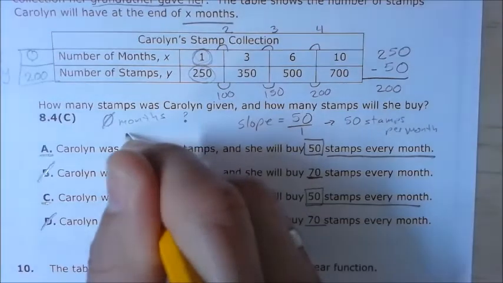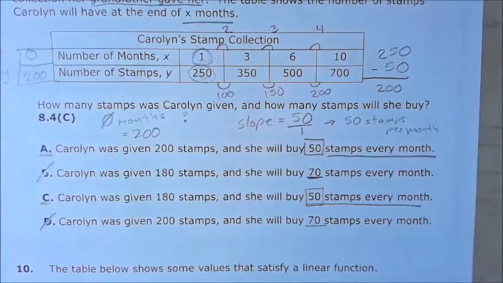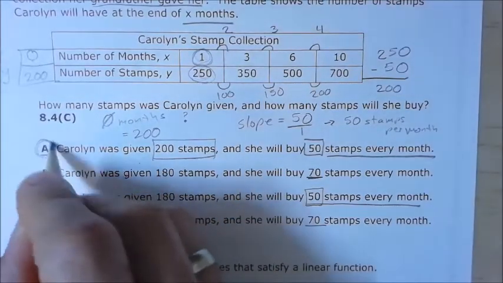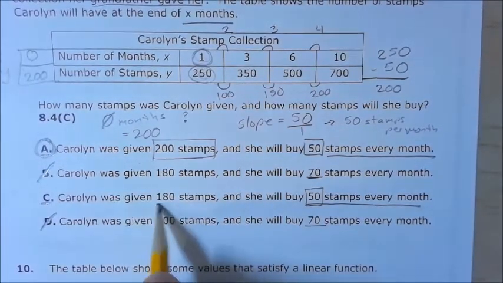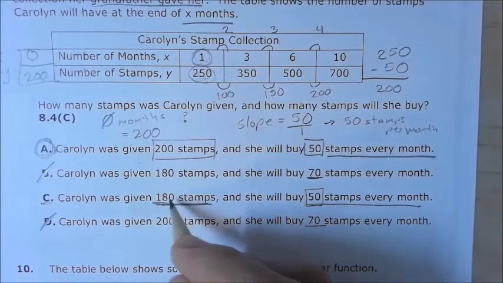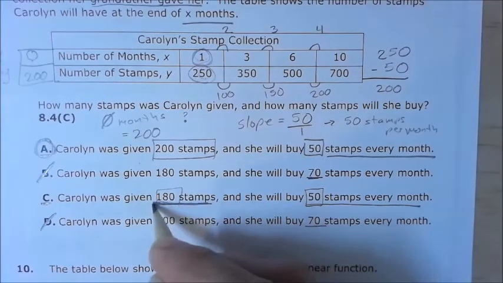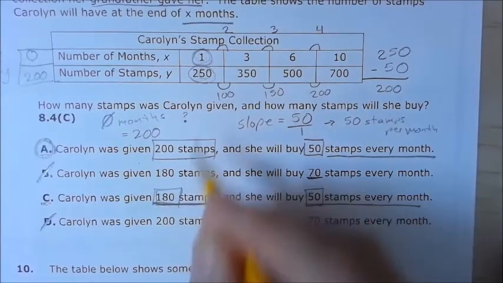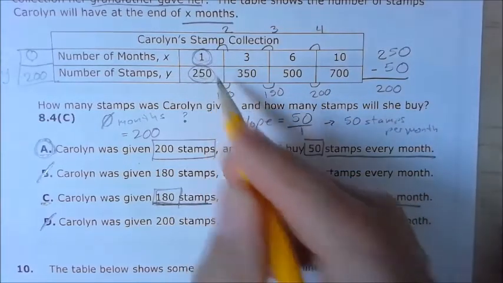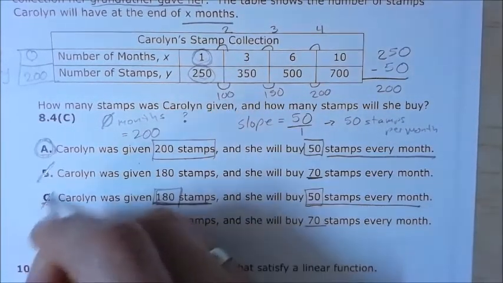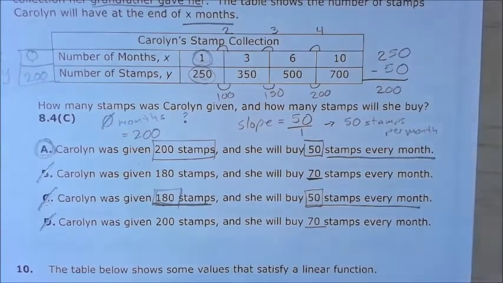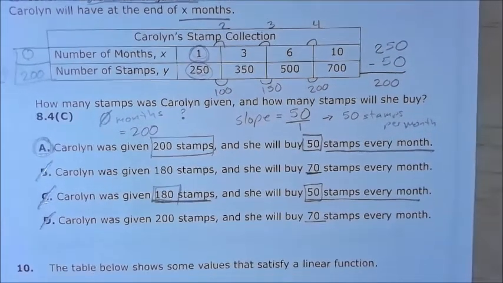So at 0 months, she had been given 200 stamps. Well, this one says 200, so this is definitely the correct answer. If we go down here, notice it says 180. So that would just be incorrect because it's 20 stamps off. And if she only got 50 stamps a month, that means on month 1 she would have had 230 instead of 250. So we can say, okay, we can rule that out. So that's just a way you think through this by using the information that you're given. So let's go ahead and go to our next question.